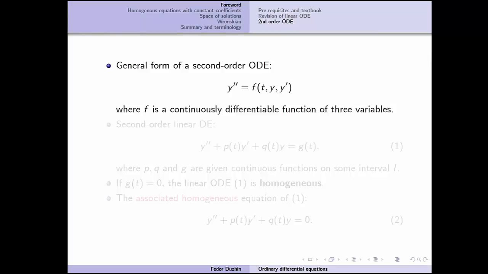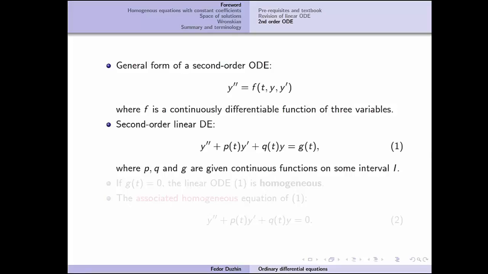So let's introduce a second-order differential equation. In the most general form, the left-hand side of a second-order differential equation is the second derivative of the unknown function, and the right-hand side is some expression that contains the independent variable, the unknown function, and its first derivative.